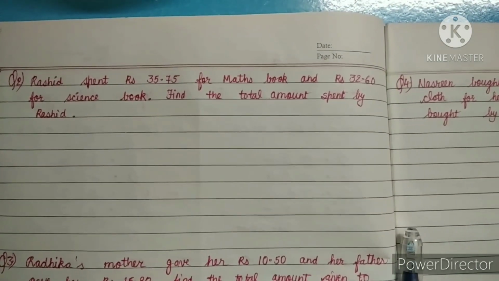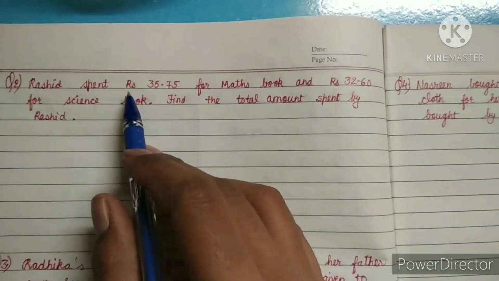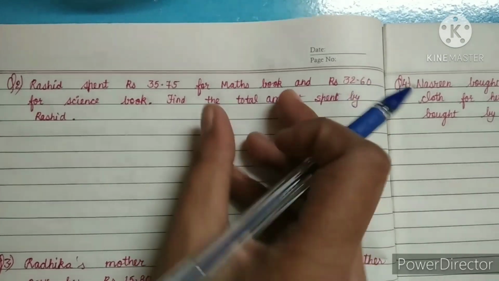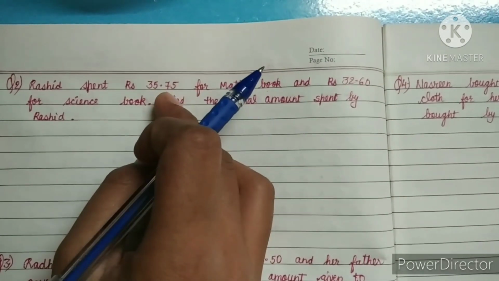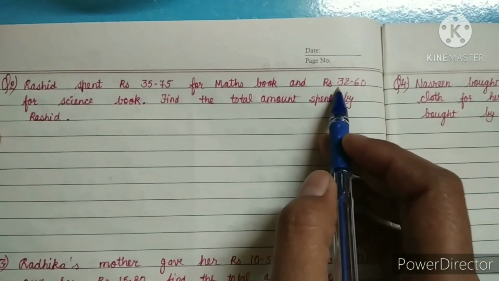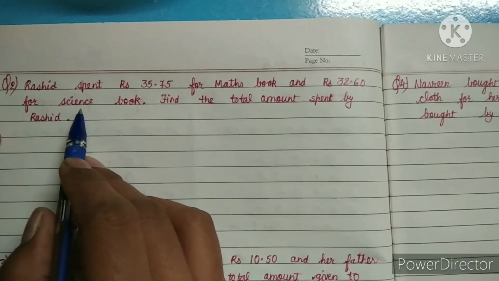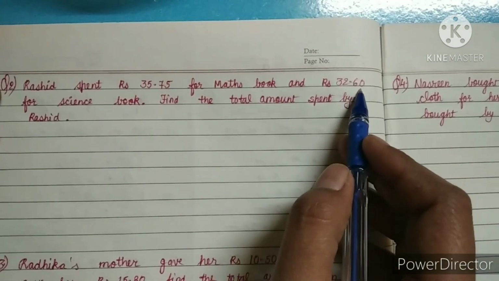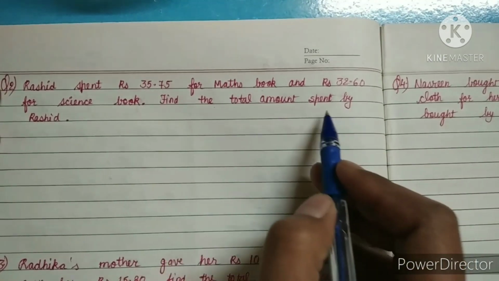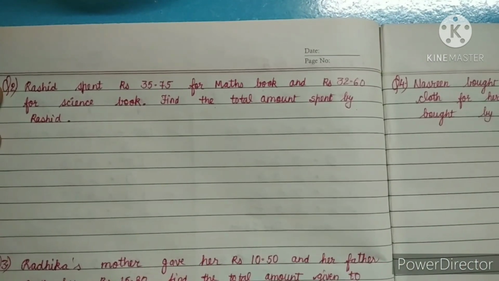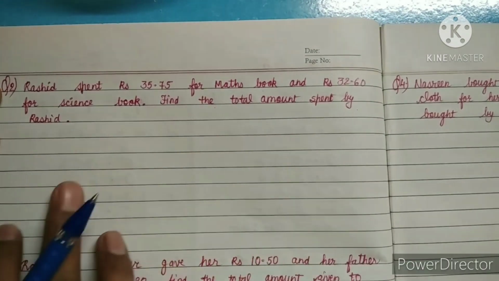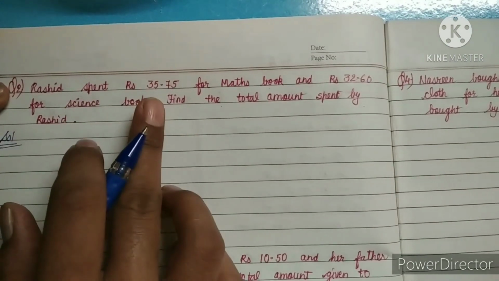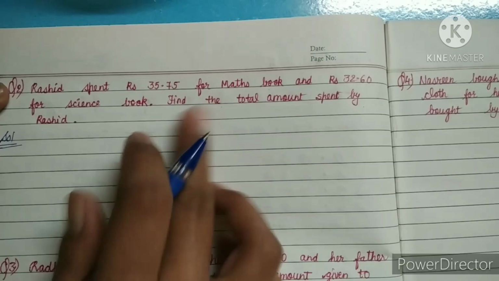Question number 2 is: Rashid spent rupees 35.75 for a maths book, and rupees 32.60 for a science book. So he bought the maths book for 35.75 rupees, and the science book for rupees 32.60. Find the total amount spent by Rashid. So we have to find how much total amount he spent on the books.